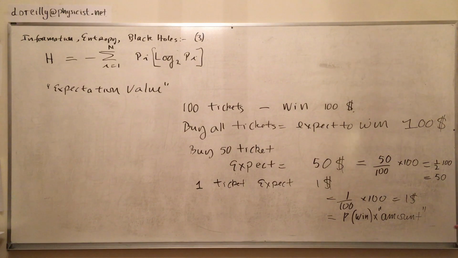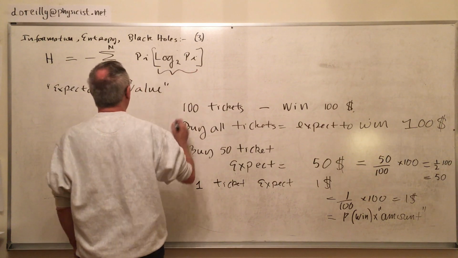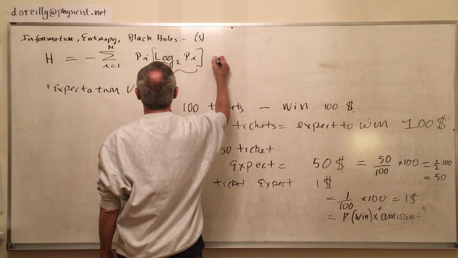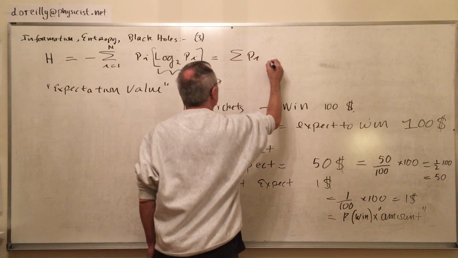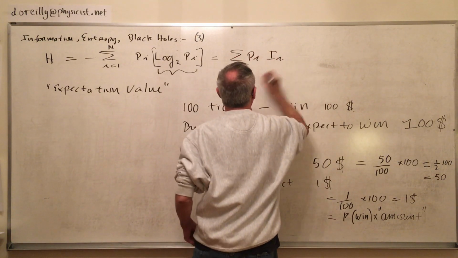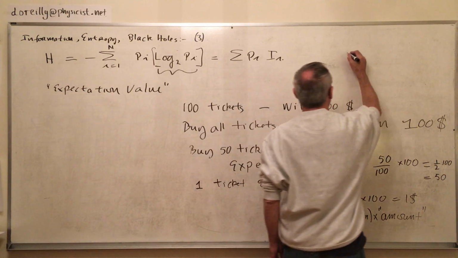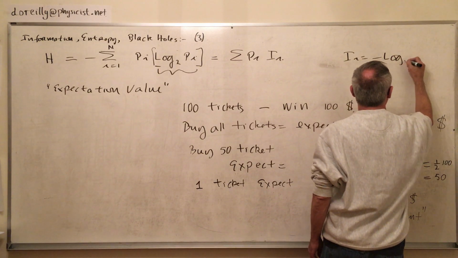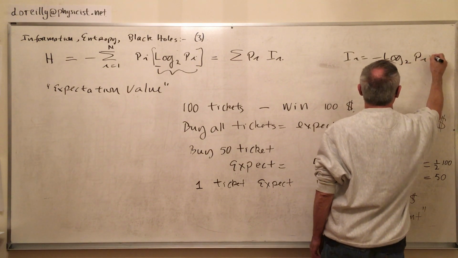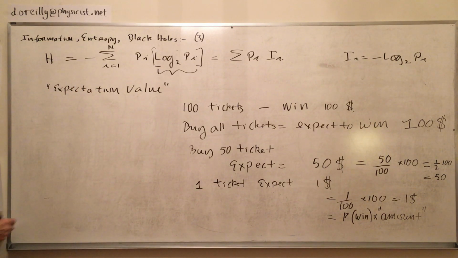So the probability of winning times the amount is the expectation value, but up here, the amount is the amount of information, okay? In other words, the I. Each I is a log of the p_i. So that's our Shannon entropy.